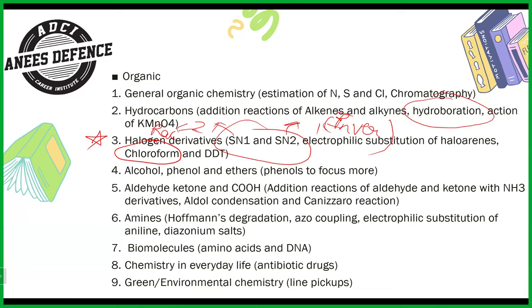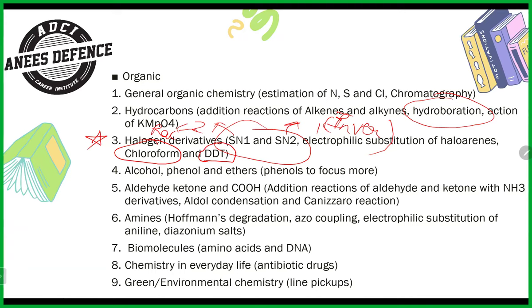Then chloroform also has an application in the formation of alkynes. Chloroform plus silver, we get alkynes. And why is DDT important? The structure of DDT is very important, and its application.